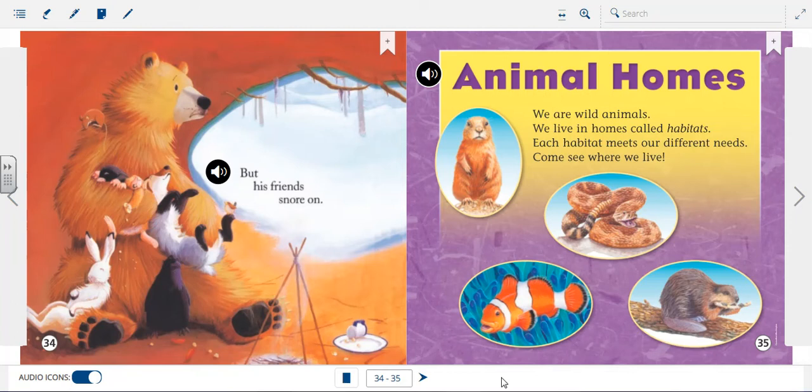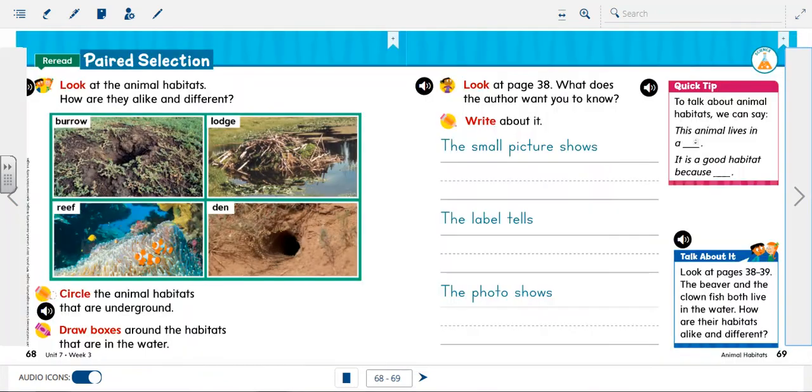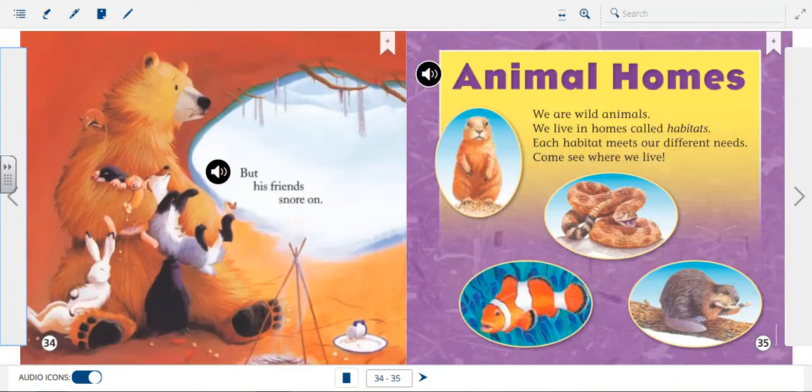Hello, KB. Today we are going to read a short nonfiction story and do just a few things in your workbook together. What you'll need is your book open to page 68 and 69, just so you have it ready when we're done with our story. But first, we're going to take a look at a nonfiction story called Animal Homes.